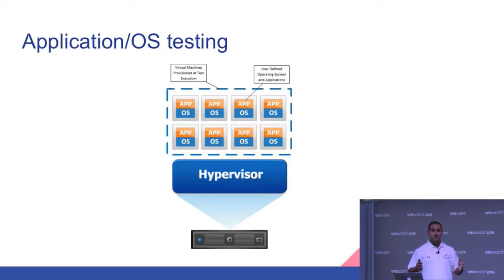The first one's just application and OS testing. Basically, you have a hypervisor, and inside that hypervisor, you have a VM, and all of the testing happens within that VM. You might be testing a software package, a patch update, a group policy change. It doesn't really matter what it is. Just think of it as being inside that VM.